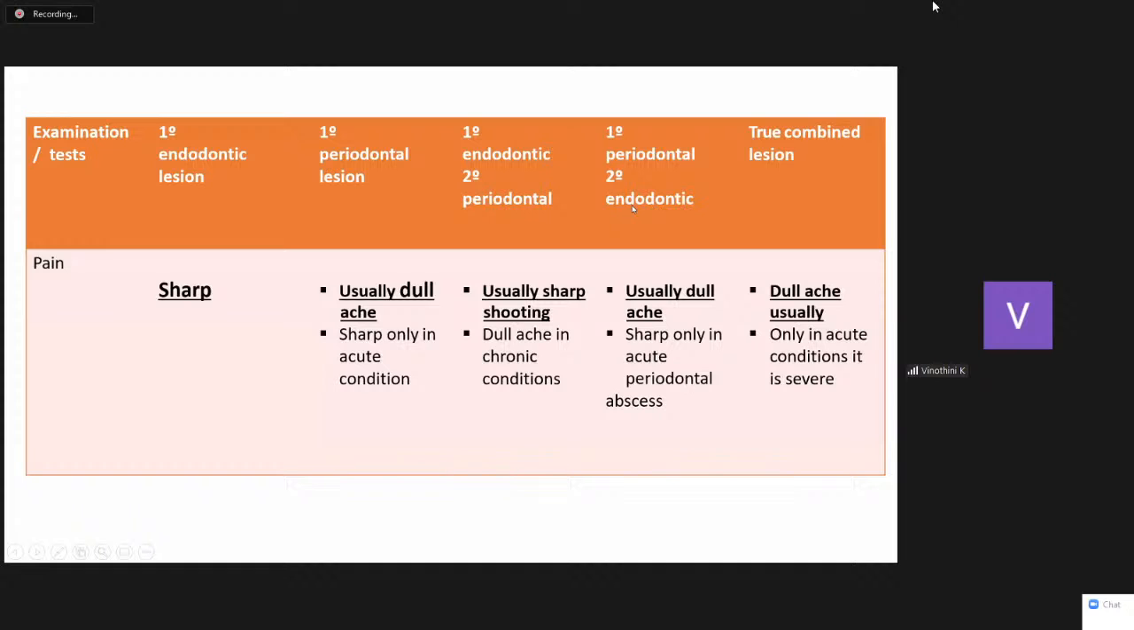Primary perio, secondary endo is going to have a dull ache because it's a perio, and in a combined lesion it's going to have dull ache only. Okay, this is the first aspect. So once you see the patient, you can just ask them how the pain is, whether it is sharp or whether it is dull. If it is dull, it's a perio thing. If it is sharp, it is an endo thing.